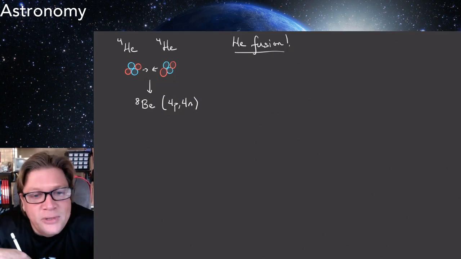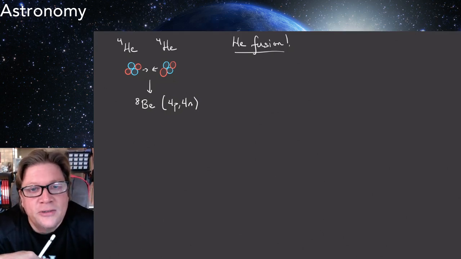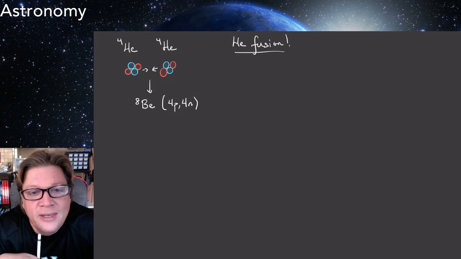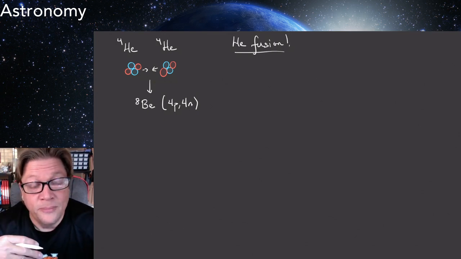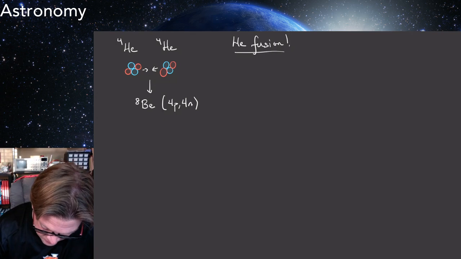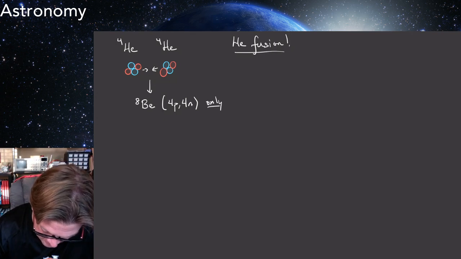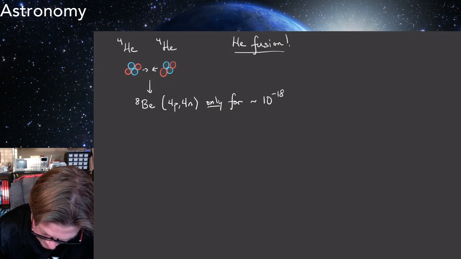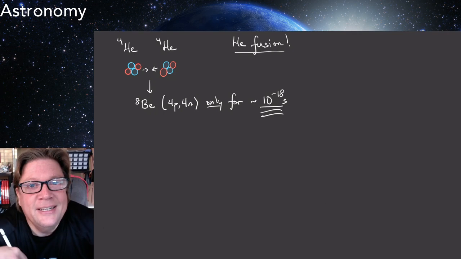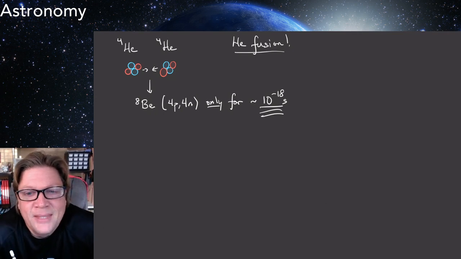The helium nucleus, that combination of 2 protons, 2 neutrons, is so stable that nature loves it almost above everything else. So what happens is that beryllium will form, but only for about 10 to the minus 18 seconds. A millionth of a trillionth of a second. It's something like that. I'm within a factor of 10.